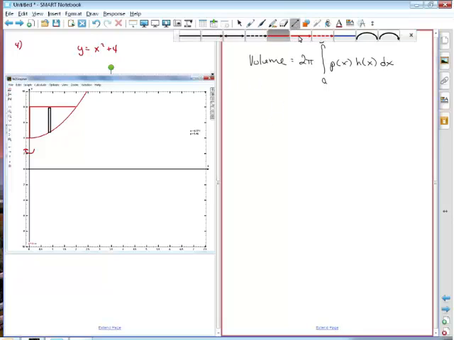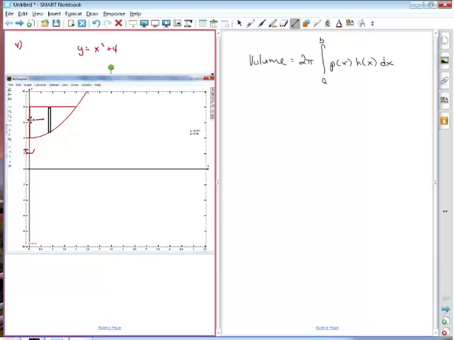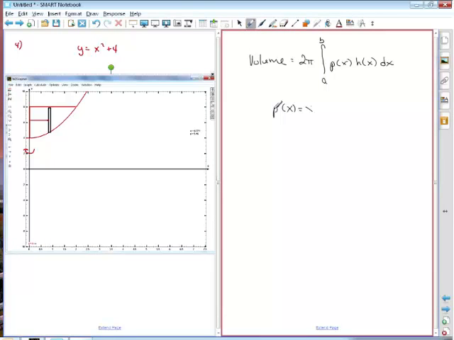Since we are rotating around the y-axis, our p of x, which is our radius to the center of the shell, is just going to be equal to x. So p of x equals x. H of x is the height of this element. The height is going to be the total distance from the top to the x-axis, subtracting off the distance from the x-axis to the curve. So h of x is just 8 minus the function, which is going to be x squared plus 4.